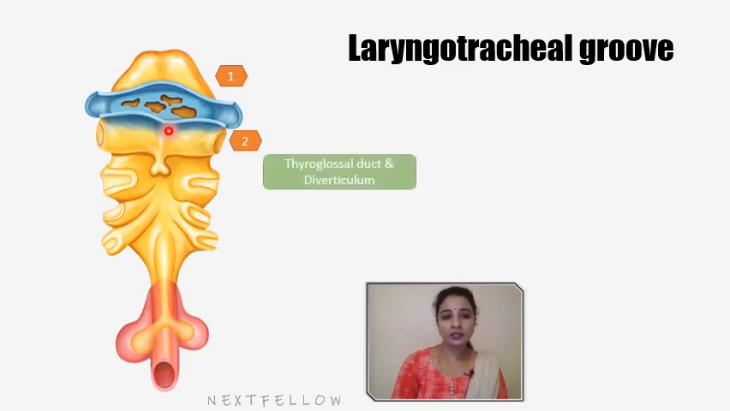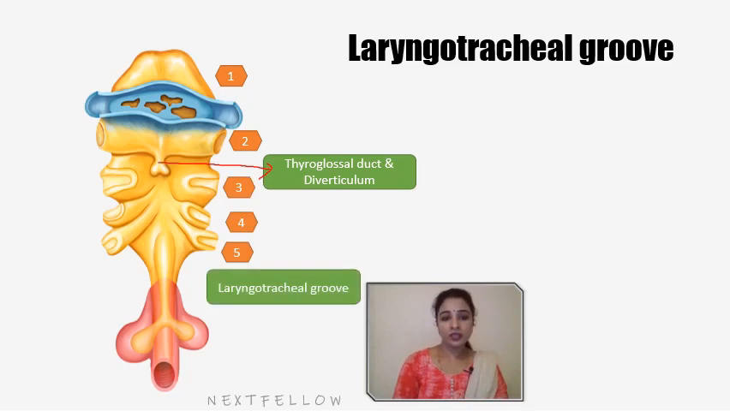So here is the image of pharyngeal arches. Now we can see first, second, and here I am just labeling for you to understand. This is the thyroglossal diverticulum and duct, which later develops into the thyroid gland, from the second pharyngeal arch, the third pharyngeal, fourth and fifth pharyngeal arch, and sixth also. The fifth one will disappear.